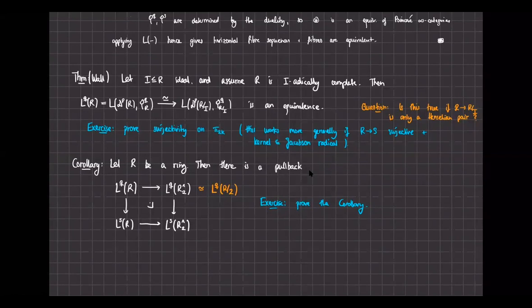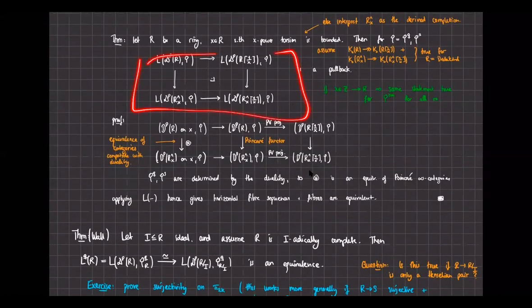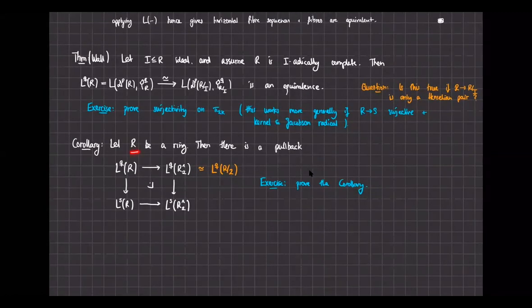And as a corollary of this above construction, of this theorem, one can find that if you have a ring R, then there's always a pullback between the quadratic L theory of R, the quadratic L theory of its 2-completion, and the symmetric L theory of R, and the symmetric L theory of its 2-completion. And in addition, the quadratic L theory of the 2-completion is isomorphic to the quadratic L theory of R modulo 2 by this result of Wall.